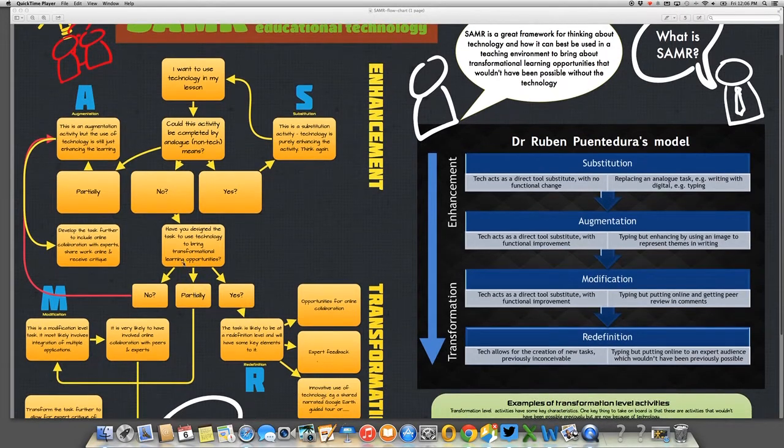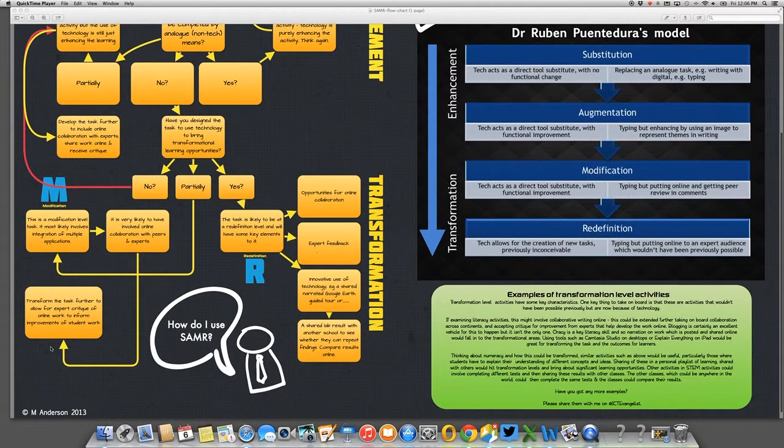If you say no to that, then guess what? You're back in the augmentation phase again. If it did not really transform it, again, still enhanced, you're still living in here. If you said partially, you can move down, and this modification level involves multiple applications. So it kind of gets it above the line a bit because they're having to do multiple things.